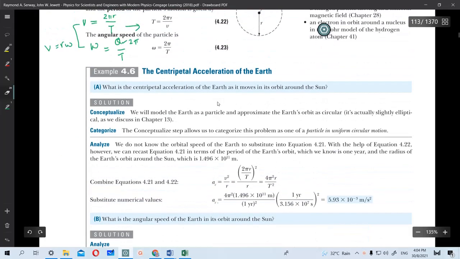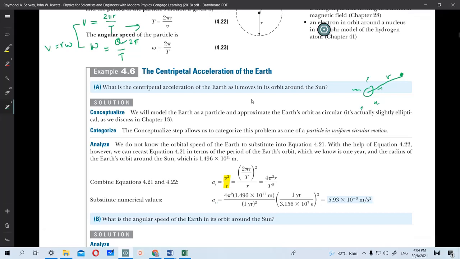Let us now look at example 4.6, the centripetal acceleration of the Earth. What will be the centripetal acceleration of the Earth if it moves in its orbit around the Sun? The general expression is V squared over R. The R that we are talking about is this one. This is the Sun, emanating the heat, and this is the Earth. So we are talking about from here to here. This is the R that we should consider.